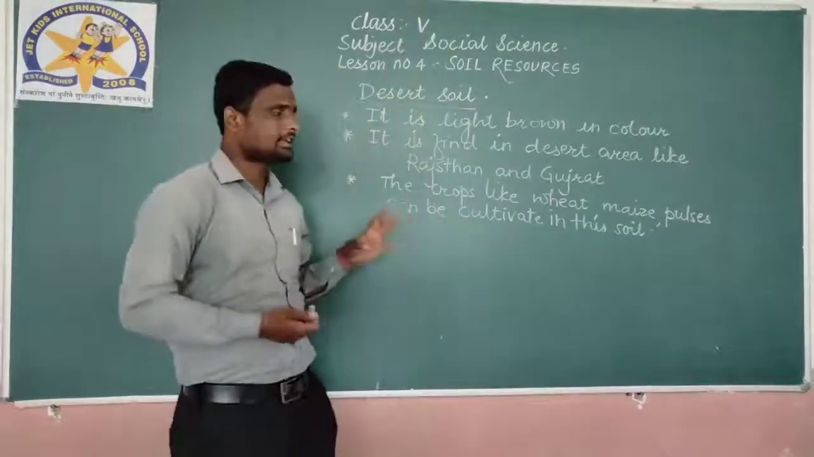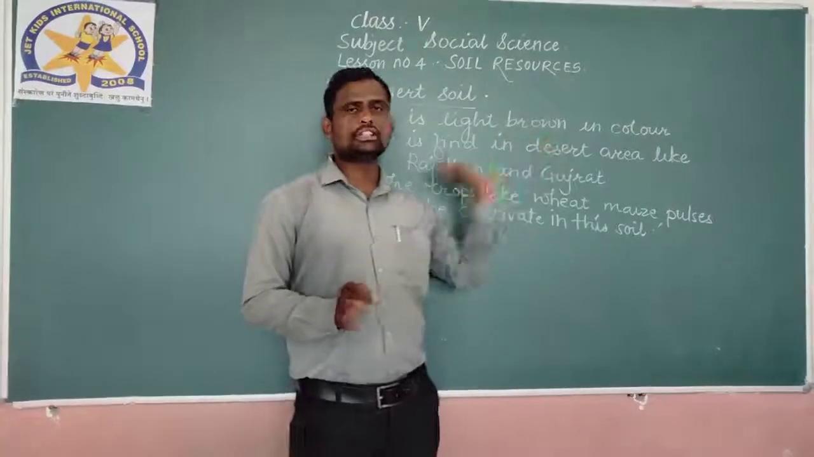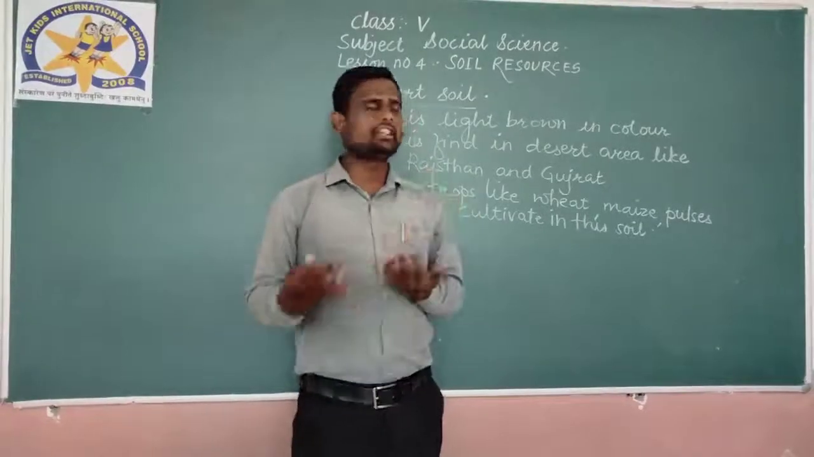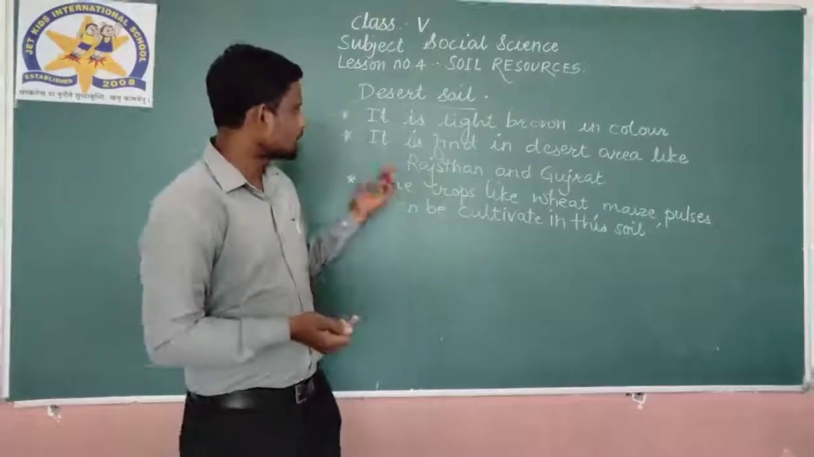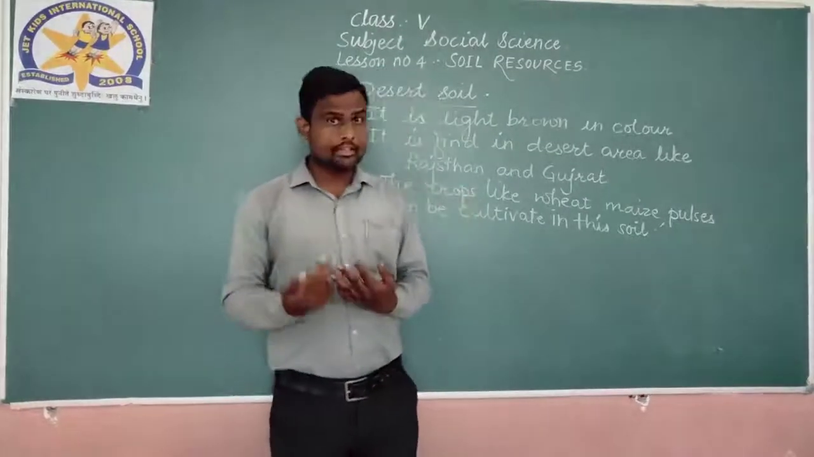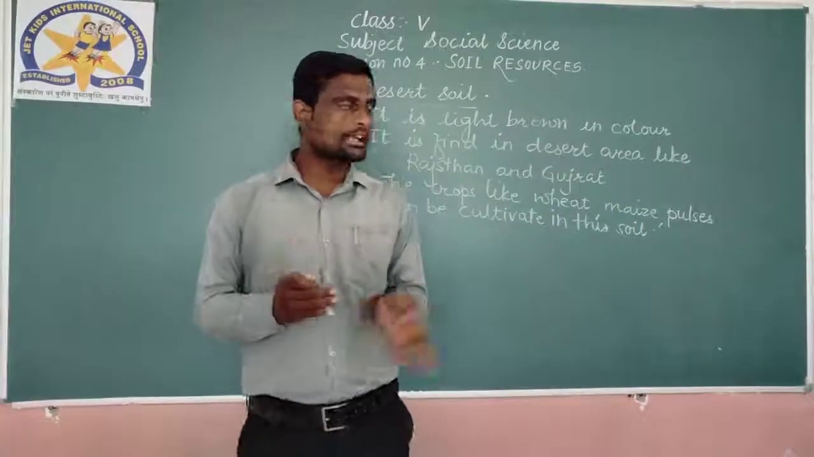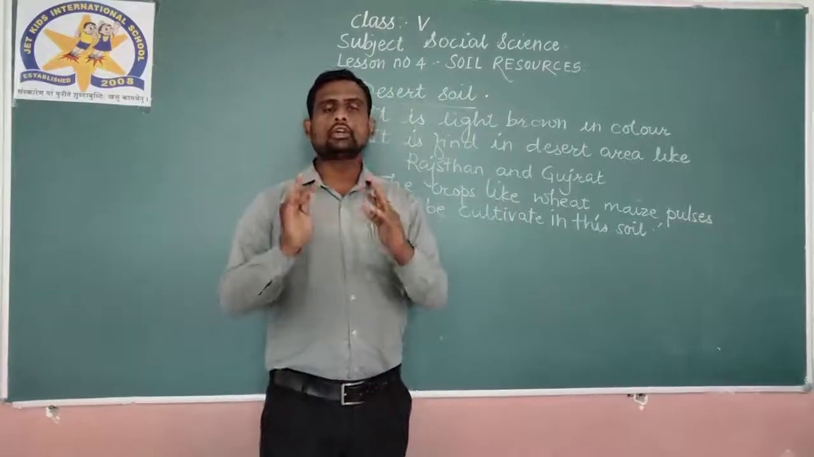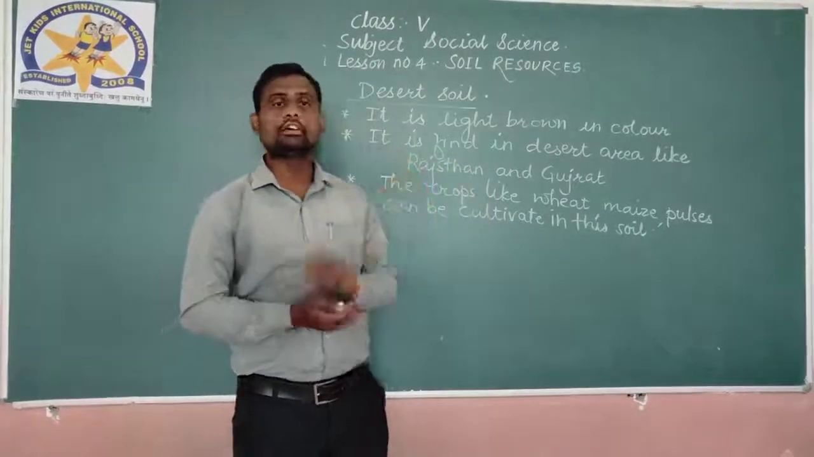Very few points are there. Desert soil is light brown in color. After that, it is found in desert areas like Rajasthan and Gujarat. After that, crops like wheat, then maize, after that pulses, this kind of crops can be cultivated in this soil. And the quantity of rain is very less in this type of soil.